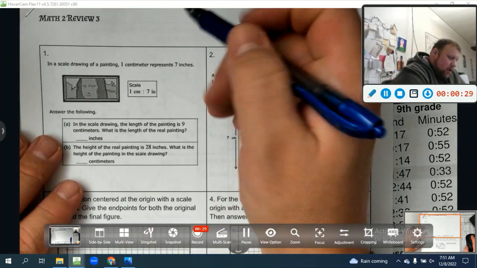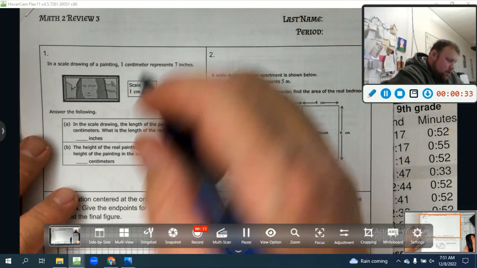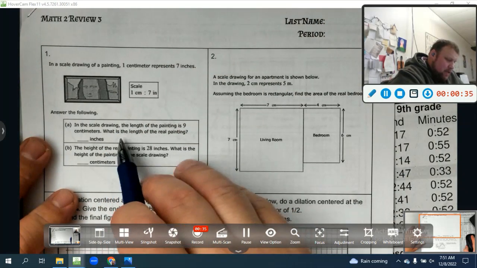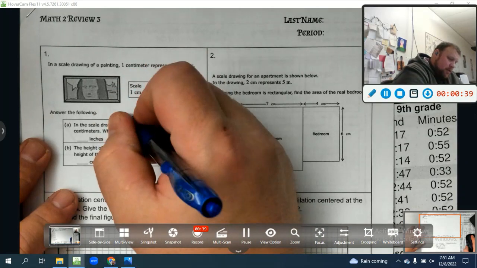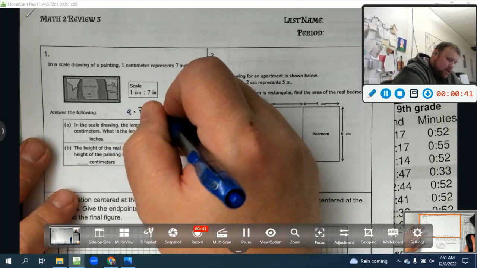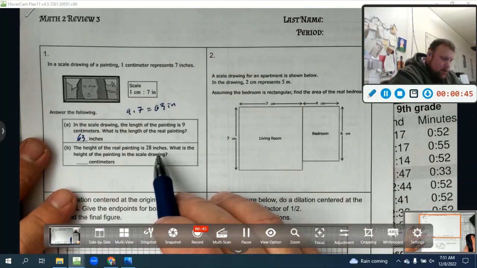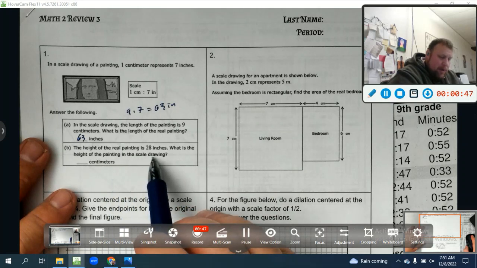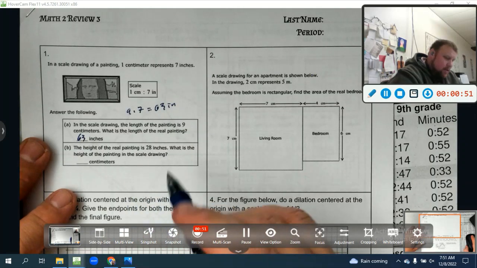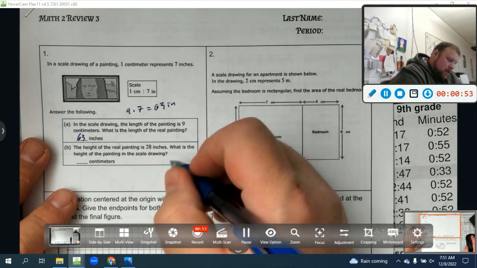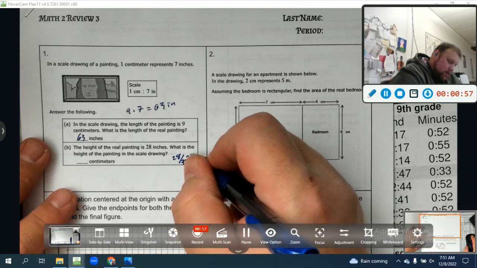In the scale drawing of a painting, 1 centimeter equals 7 inches. In the scale drawing, the length of the painting is 9 centimeters. Going from centimeters to inches, it's 9 times 7 equals 63 inches. So that's 63 inches. What is the length of the real painting? The height of the real painting is 28 inches. Now I have to go the other direction. What is the height of the painting in the scale drawing? It's 28 divided by 7, which equals 4 centimeters.